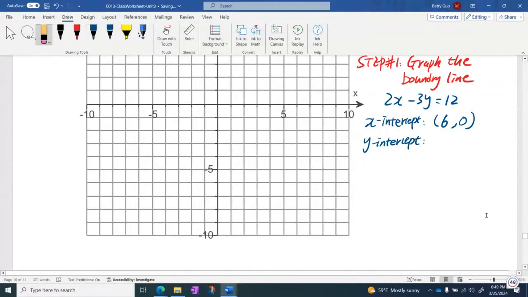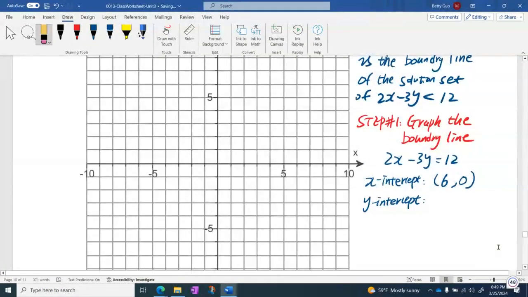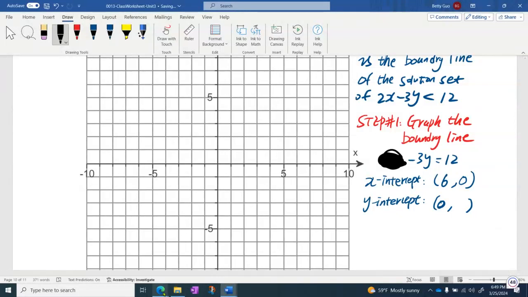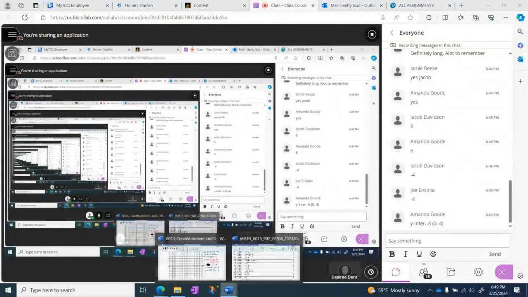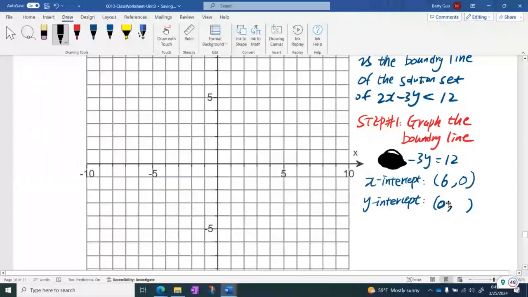Very convenient, right? And now let's see, how do we find the y-intercept? To find the y-intercept, we make x be 0. So the first component is 0. And what about the value of y? Make x be 0 means we're going to make this part disappear. Then now you're looking at negative 3y equals 12. If negative 3y equals 12, y is going to be negative 4. Perfect. Very good. Negative 4.